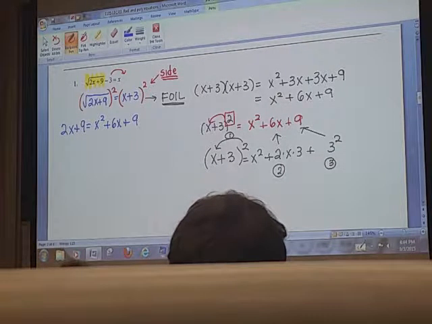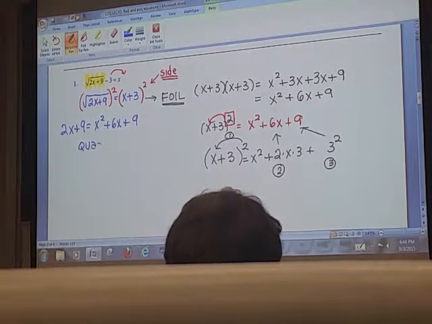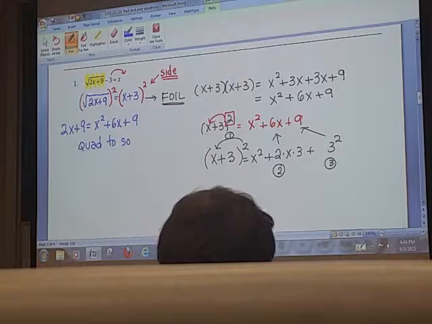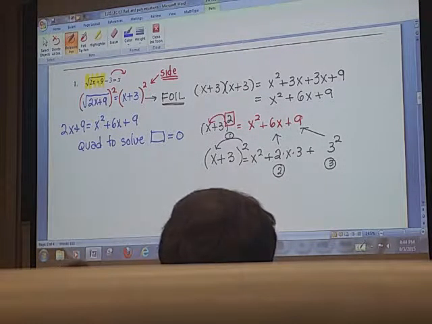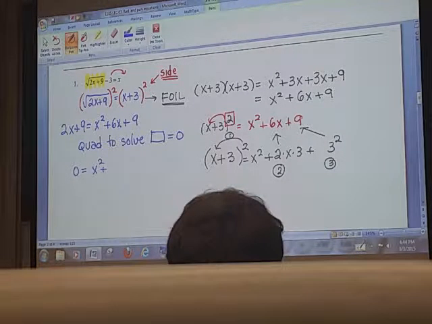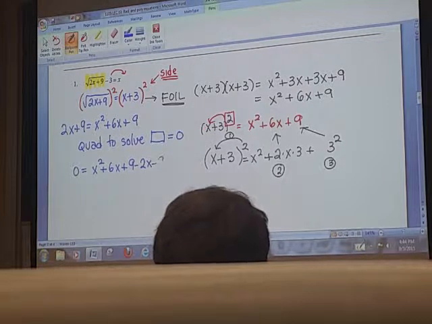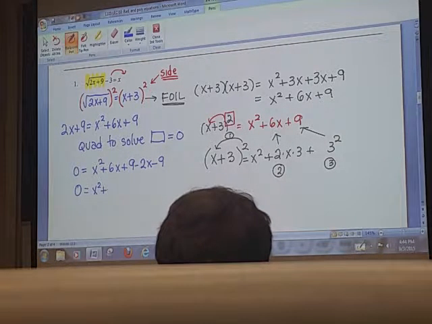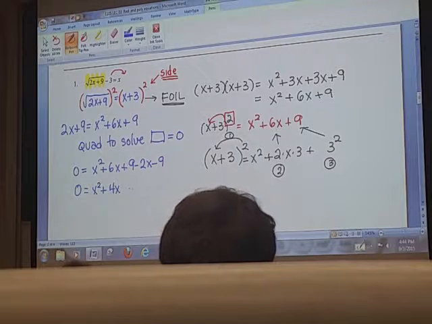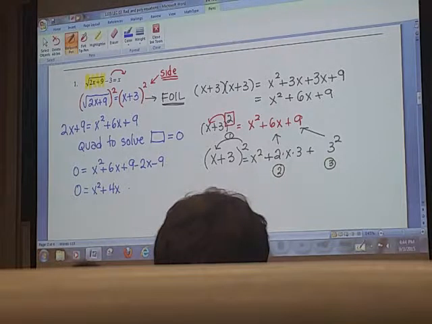So now I have an equation to solve. Now I have a quadratic, okay? So as we've seen, we have a quadratic to solve. You want everything equals 0, that's what we did last time. So I'm going to put everything over here because I like x squared positive. You can drag this anywhere you want. So it's going to be x squared, 6x minus 2x is 4x, 9 minus 9 is 0. Now obviously, you can do that in your head, if you can add and subtract integers in your head.